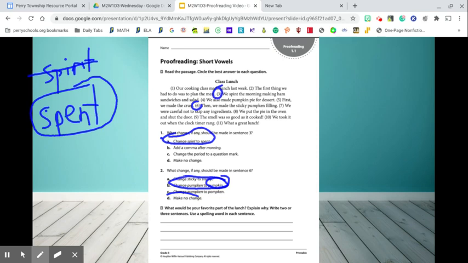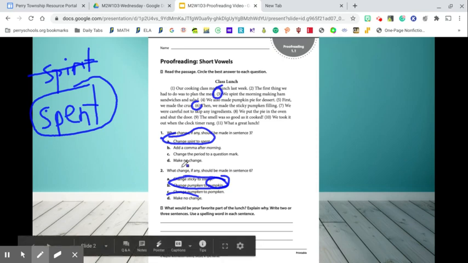Now, the bottom part is writing 2 or 3 sentences, and it says, what would be your favorite part of the lunch? Explain why. Write 2 or 3 sentences. Use a spelling word in each sentence. So just make sure that you're using some words and spelling them correctly, trying to focus on your spelling. You're going to do the next page, which is a little bit of a different story, but very similar. You'll have a short story, and then you'll have 3 questions. You will have 2 multiple choice, and then you're going to do a writing as well.